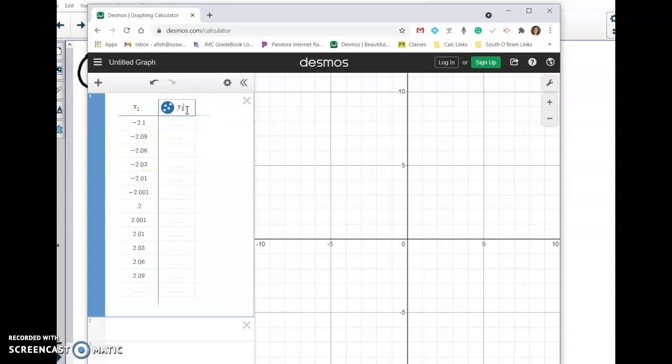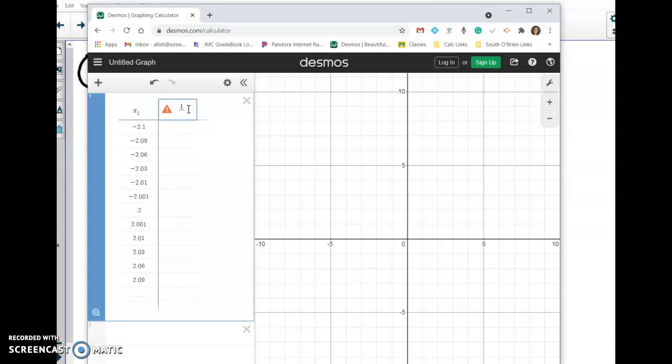Now this y1 doesn't know how to calculate anything, so I'm actually going to change that out with my function. So this is 1 divided by, now that x, normally we would just type in x plus 2 and call it a day.